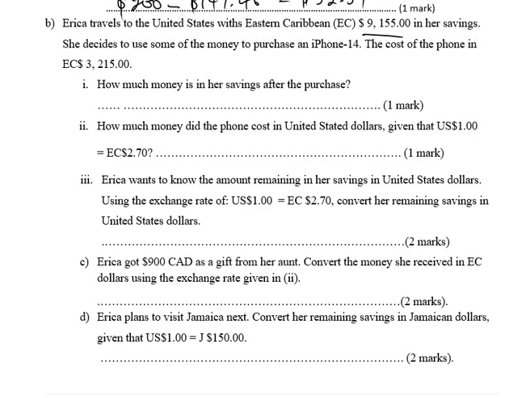She decides to use some money to purchase an iPhone. The cost of the phone is $3,215. How much money is in her savings after the purchase? So obviously she has $9,155, and she's taking out $3,215. So you have to subtract those values, right?